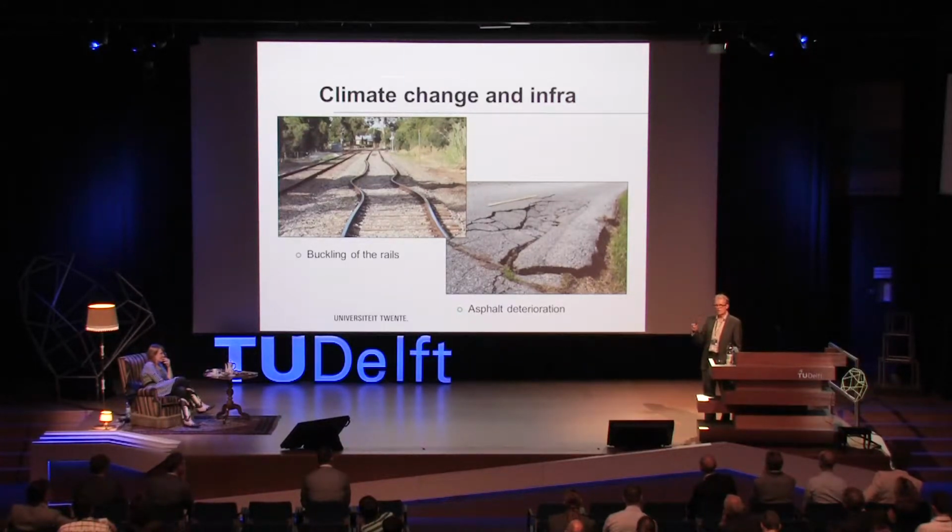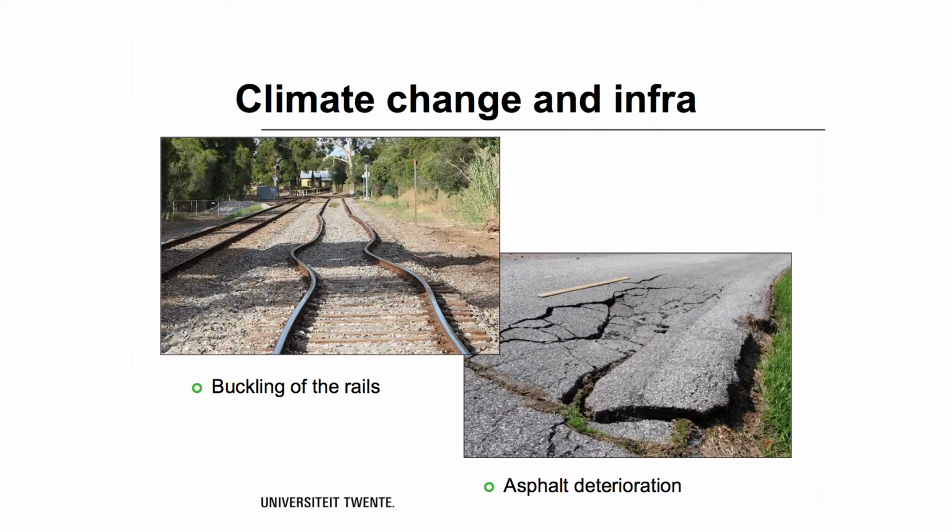And we are used to think about rainfall, snowfall, winter issues, but that's changing. We get more and more problems in the summer, for instance, buckling of railroads or deterioration of our roads. So it's shifting from the winter to summer.